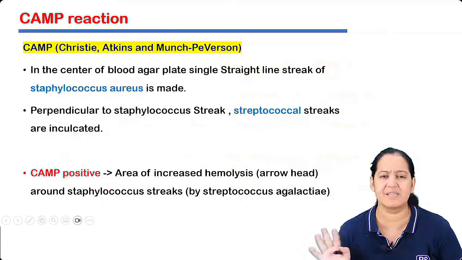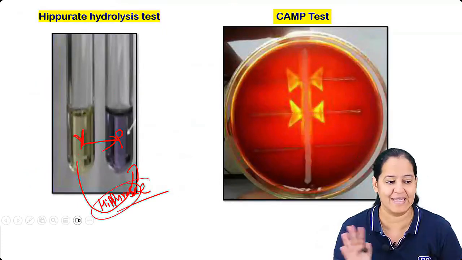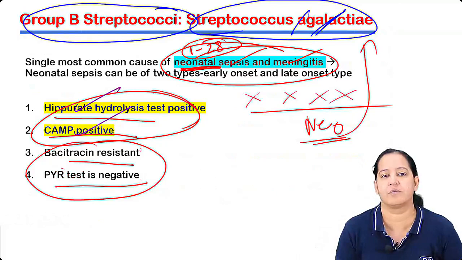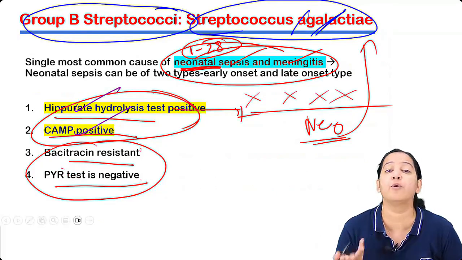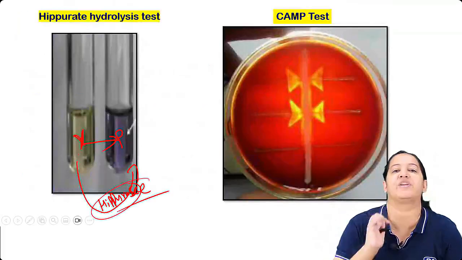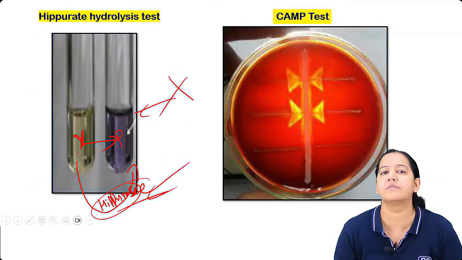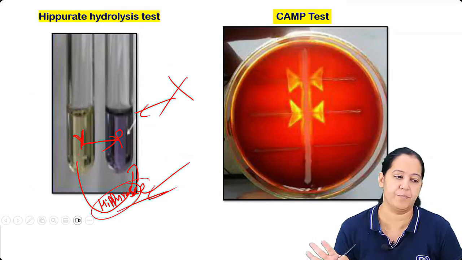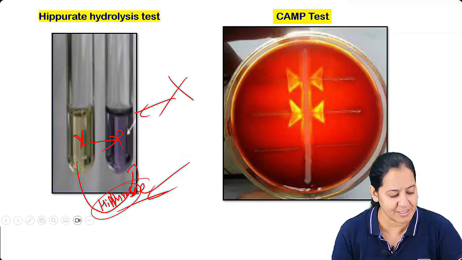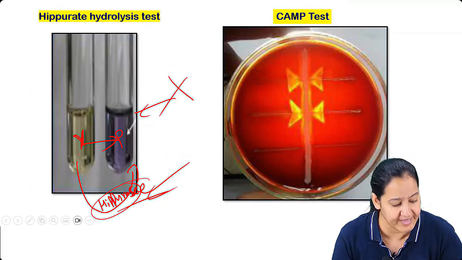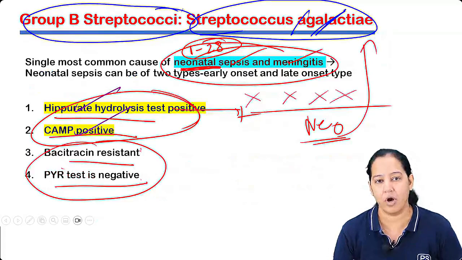Don't learn the test. Nobody is going to ask you how or what. Nobody. Just learn hippurate positive. But some of you may be thinking, ma'am, what is hippurate? So this is the explanation, but you don't have to learn it. Learn the summary: it's hippurate positive. Which one? Group B. Group B is hippurate positive. Hippurate test positivity is due to the enzyme hippurase. Got it?